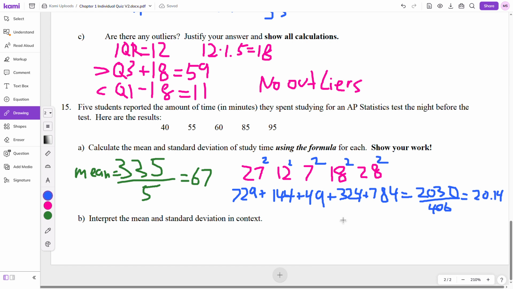I think that's it. Interpret the mean and standard deviation in context. Okay, well, within one standard deviation, 67 plus 20, so you have 87. 67 minus 20 is like 47. So the 3 middle numbers are within one standard deviation of the mean. So, you know, most people studied somewhere in that amount. There's a standard deviation. That's all there is.